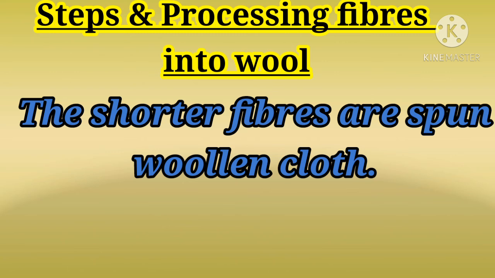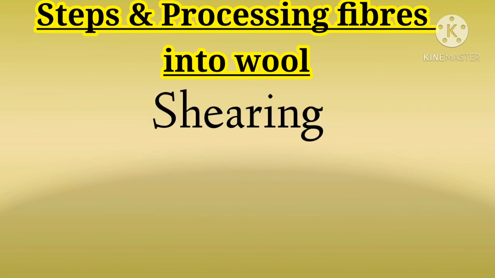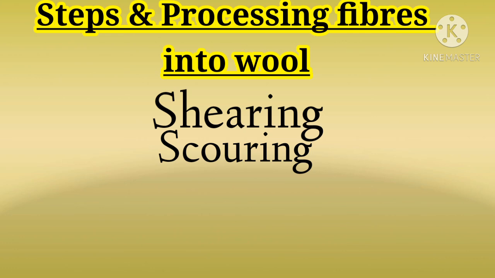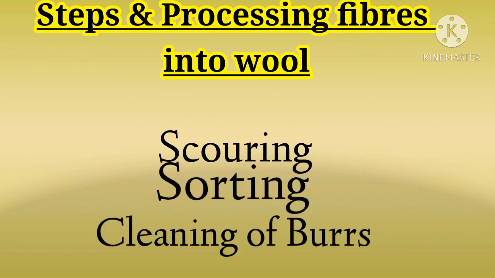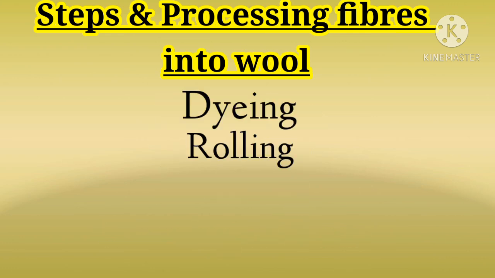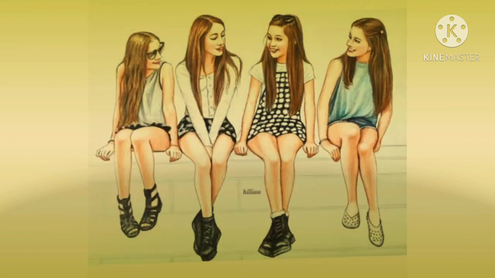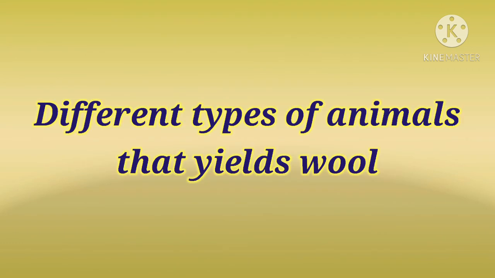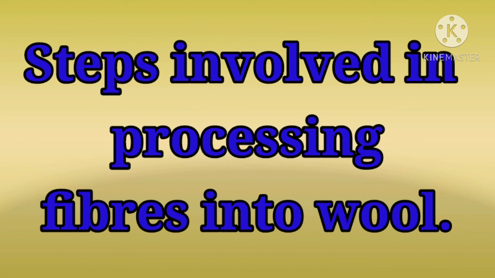Thus, the processing of fiber into wool can be represented as follows: shearing, followed by scouring, sorting, cleaning of burrs, dyeing, and rolling. Okay, my dear students, till now we have studied about different types of animals that yield wool and the steps involved in processing fibers into wool.